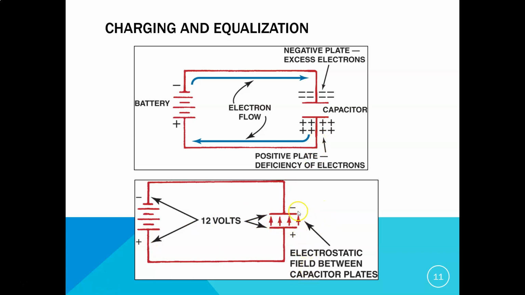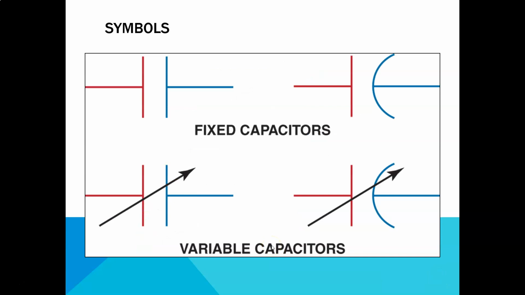In between the negative and the positive, we have an electrostatic charge field between the capacitor plates, right? This is the dielectric in the middle, and these are your two plates that are wrapped around. Right? This means fixed capacitors, right? They have one value and that's it.